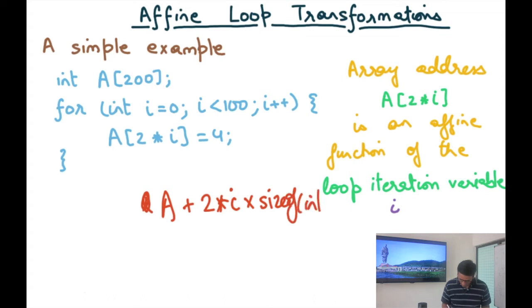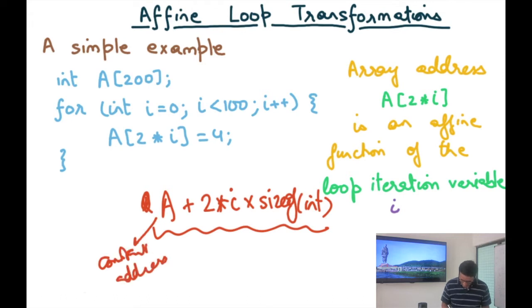So in this whole expression, A has a constant address because it's a global variable, and the size of int is, let's say, 4 on your machine architecture, and so this becomes a constant plus 8 times i, and that's an affine expression. So overall, the address of A of 2 times i is an affine function of the surrounding loop iteration variable i.